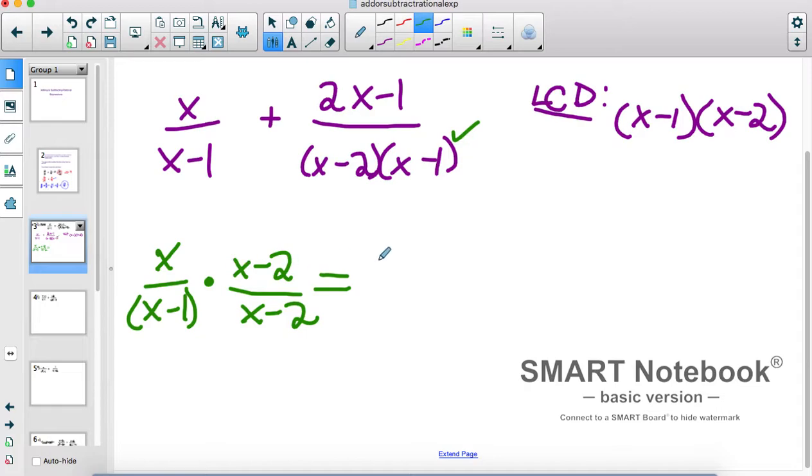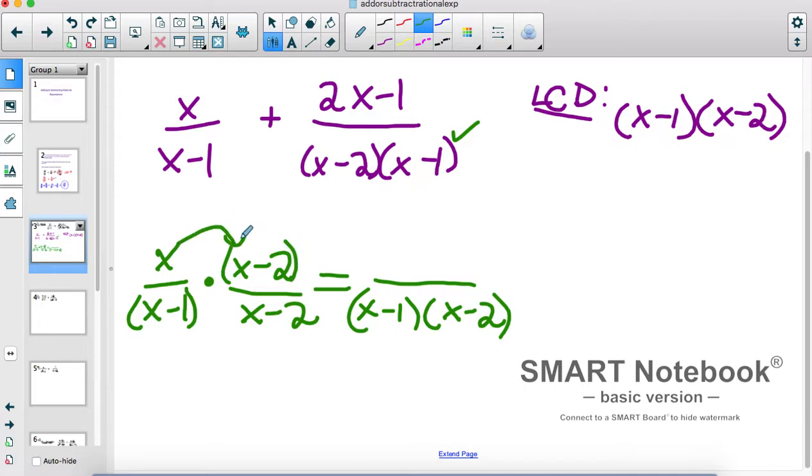All right, so at the bottom, I'm going to have x minus 1 times x minus 2, which is exactly what I need. And at the top, I have x times x minus 2. Now, this is a quantity, so this x needs to get distributed. So this is going to be x times x, so x squared, and x times negative 2, so minus 2x. Now this right here is now this fraction. So I converted the first fraction to this.